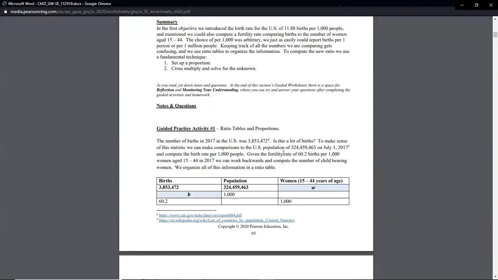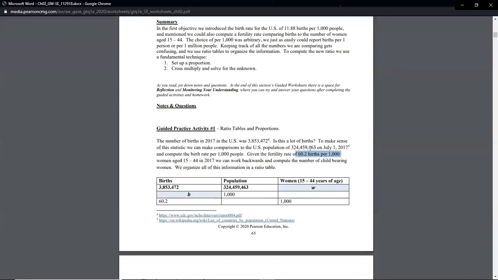So given a fertility rate of 60.2 births per 1,000 women aged 15 to 44, they're saying that this is the general childbearing age. Yes, we are all aware that childbearing age can be younger and older than this. They're just saying on average. So for one of these statistics, they're only looking at the women aged 15 to 44. But they tell us that there's a fertility rate of 60.2 births per 1,000 women.